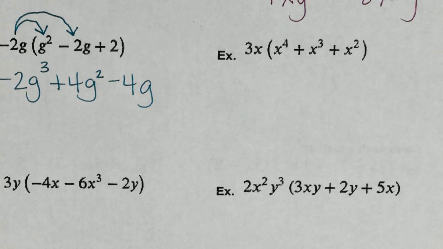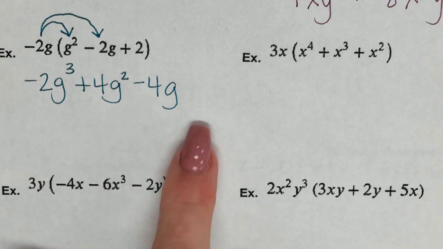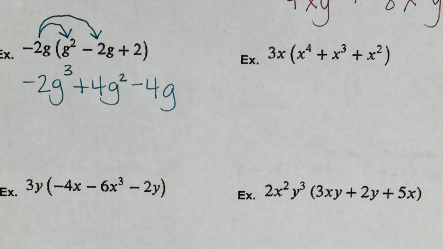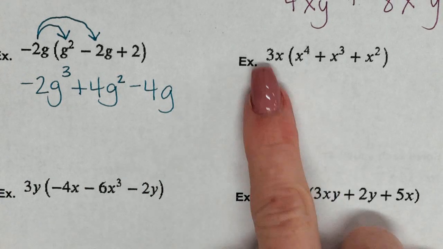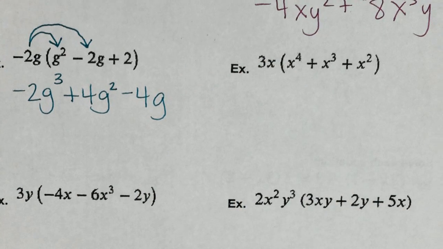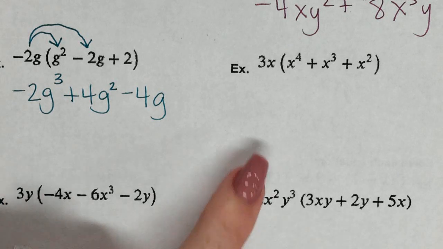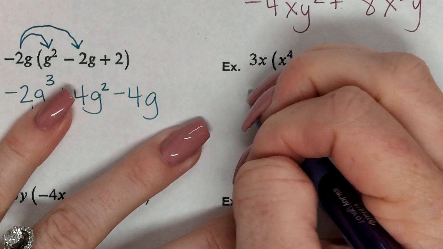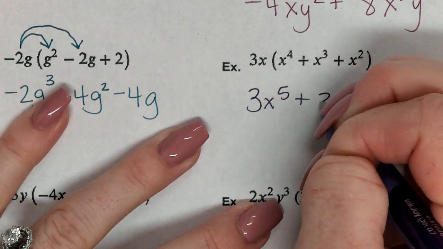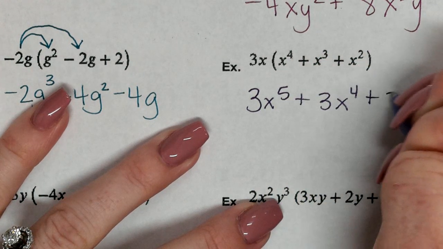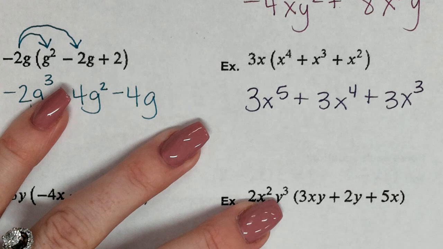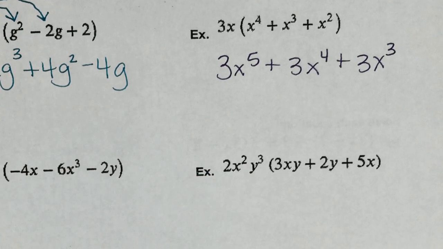Did everybody hear that question? Would we arrange them in order from greatest degree to least degree? And the answer is not for today. Let's just keep it in the order we distribute because it's just easier to grade. But you do have to combine like terms if there's anything to combine. We just haven't gotten to that yet. All right, so go ahead and do this one, and check your answer with mine.